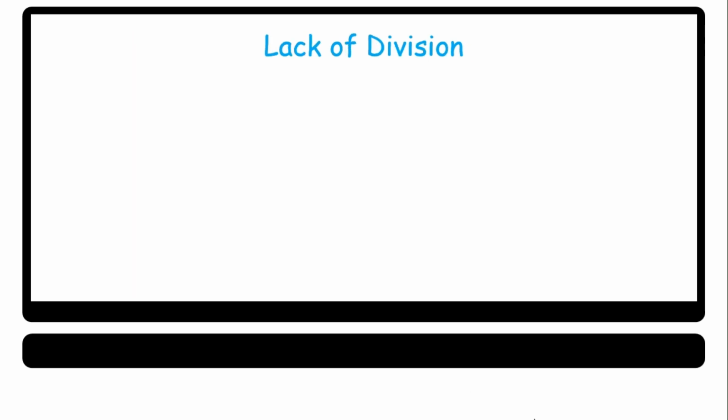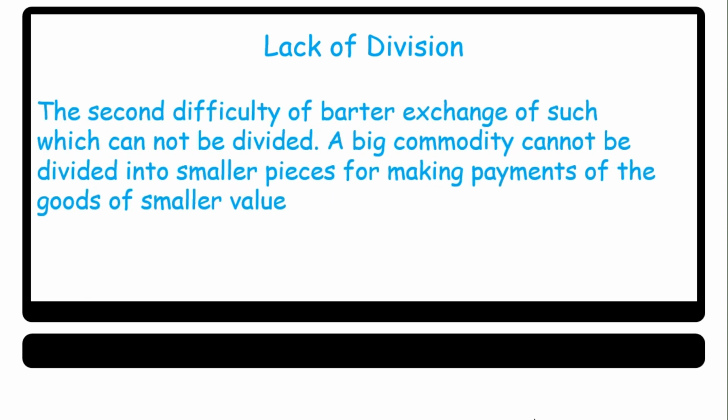Now let's talk about lack of division. This is the second difficulty of barter exchange because it is not possible to divide large commodities, such as cows, for smaller pieces. For example, Anish now wants a cow and only has 50 pencils to exchange. Fawaz has a cow and is looking to exchange it for lots of pencils. Fawaz tells Anish, "Dear, for 50 I can only give you a cow's leg. But I am not sure that anyone else would come to take the rest for the cow before it rots away." Here you can see lack of division.